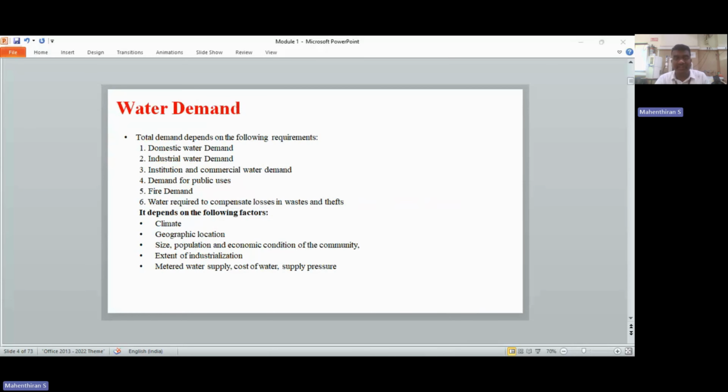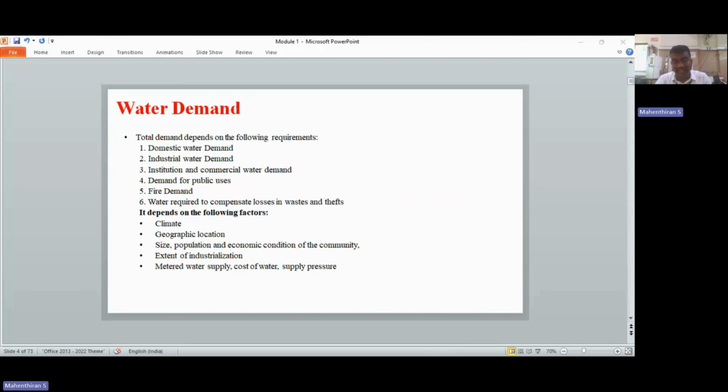Next one is the geographic location. The location of a place also plays a crucial role. For example, coastal areas may have different usage patterns. Hilly regions may have limited access to water. So, the geography influences both availability and demand. Next one is the size, population, and the economic condition. This is one of the most important factors. As population increases, water demand increases proportionally.